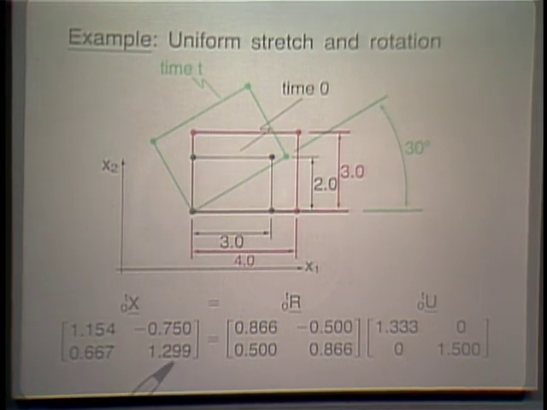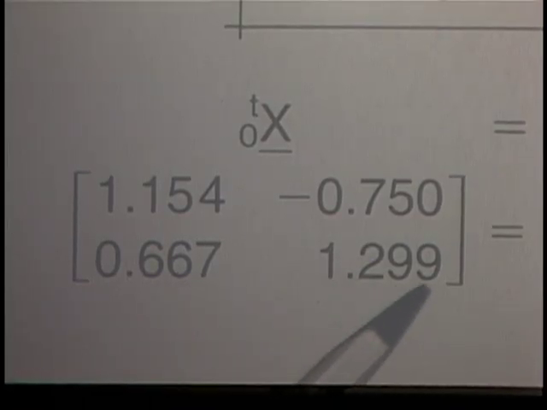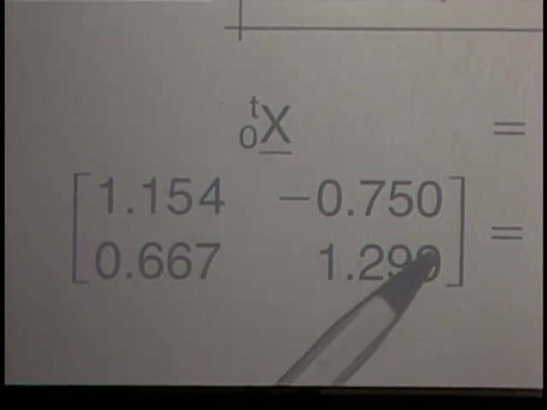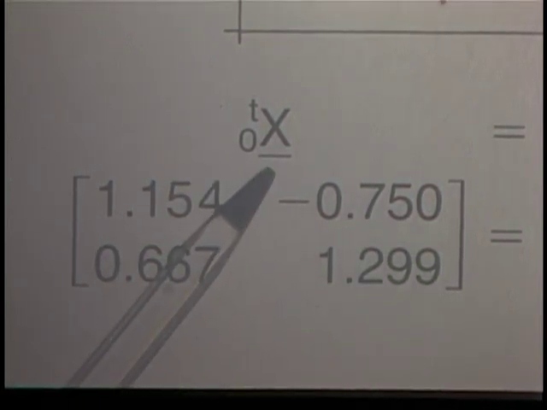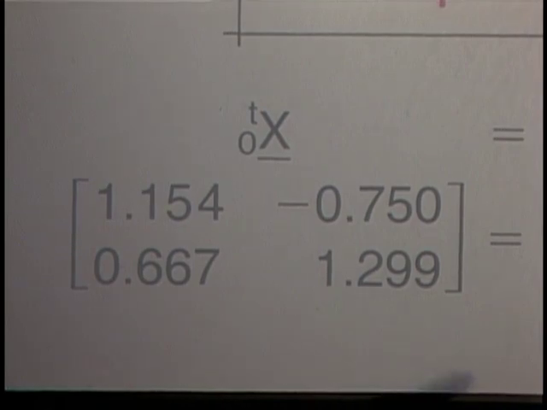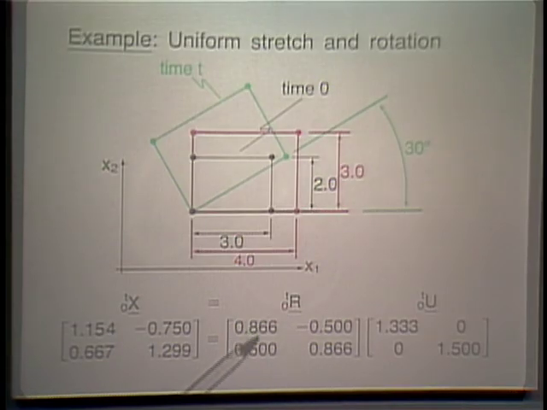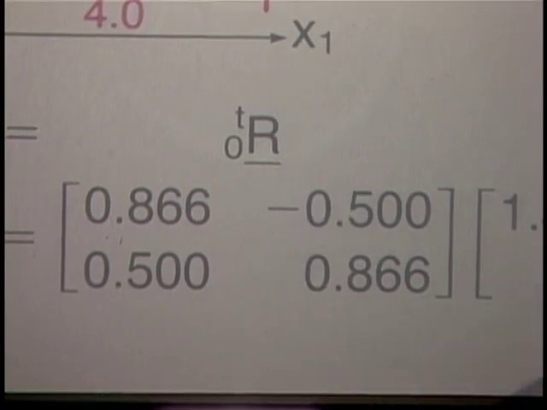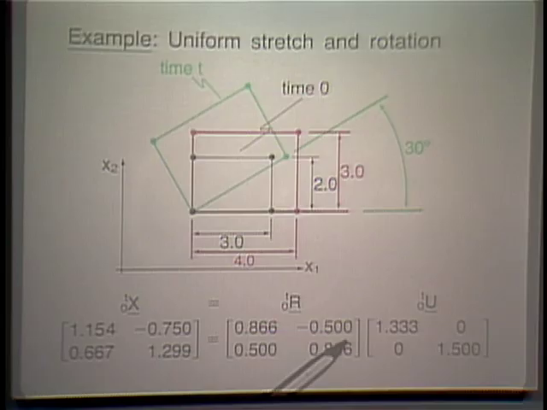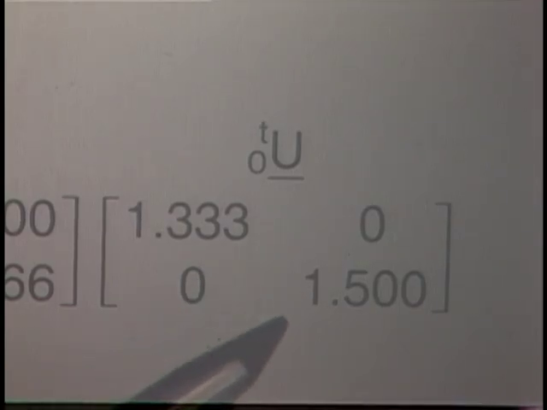Well, we have done that down here. Notice this is the X matrix, T0x. These are the components of that matrix. And here we have the R matrix, T0R, and here we have the T0U. In other words, this is the rotation matrix, and this is the stretch matrix. Notice this stretch matrix is indeed symmetric. Let's look at the components in the stretch matrix a little bit closer.